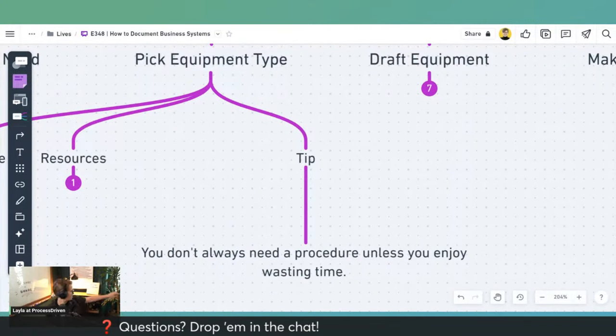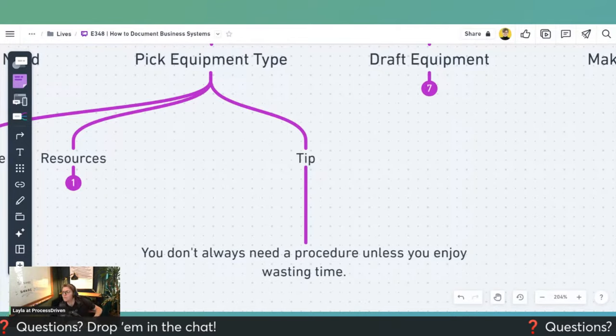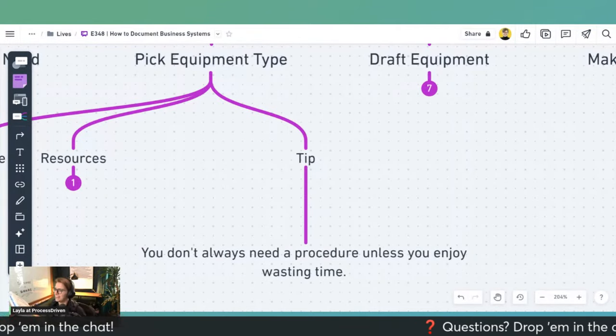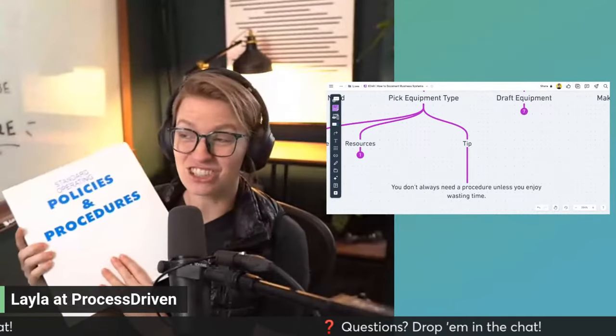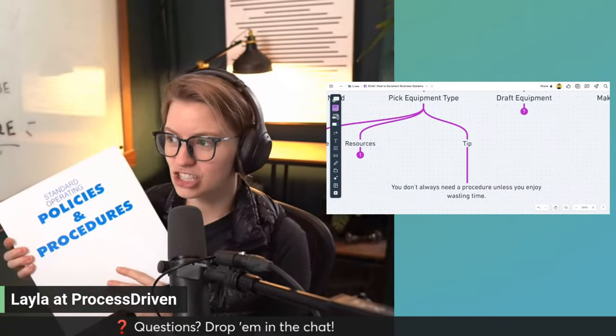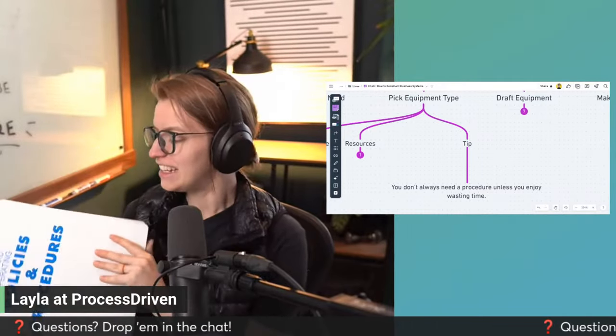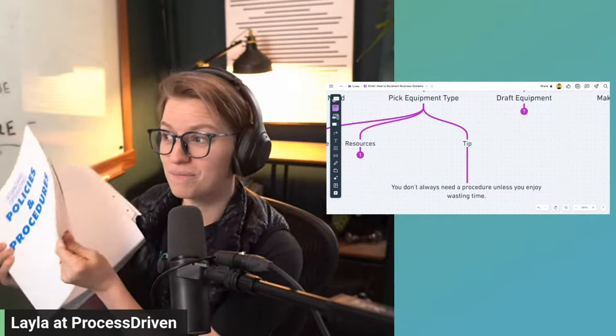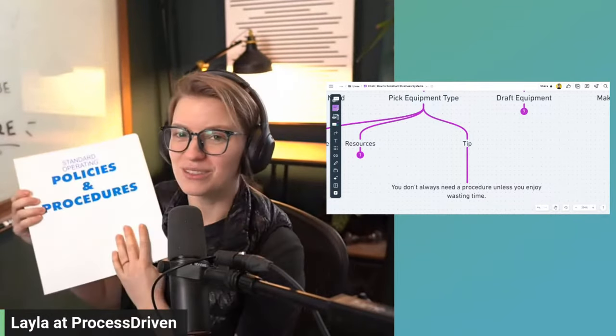Actually, hold on. Let me grab something. I don't plan this stuff out too well. But I found this at a thrift store here in Salt Lake just the other week. Alex actually found it. And it is a policies and procedures manual. And I bought it because I just thought it was hilarious.